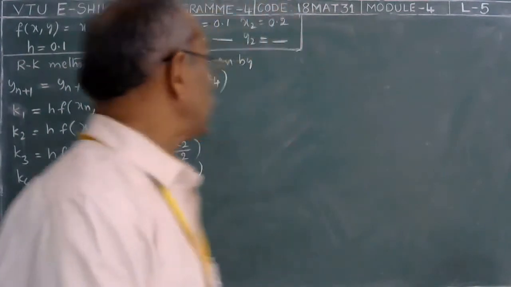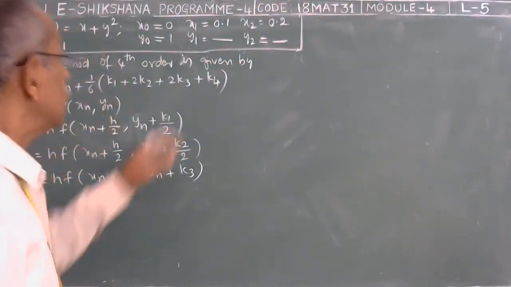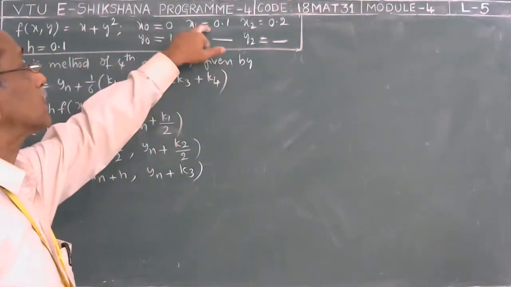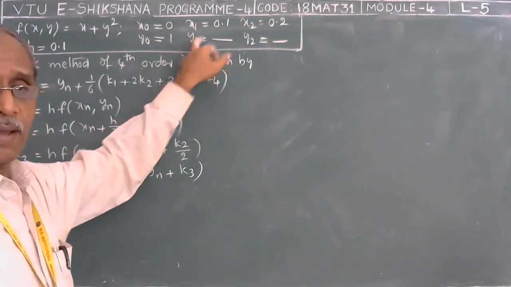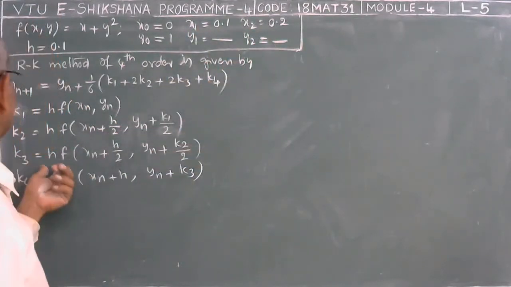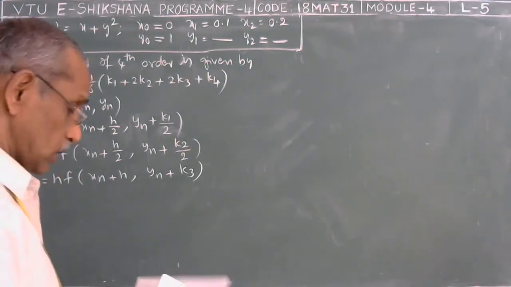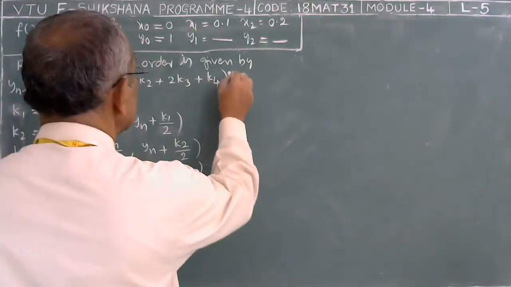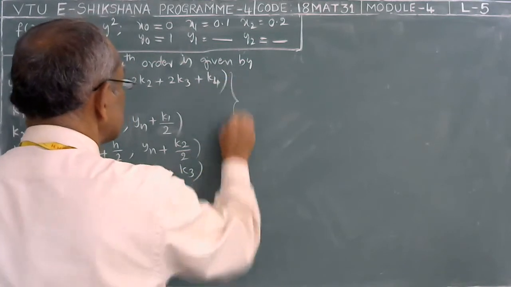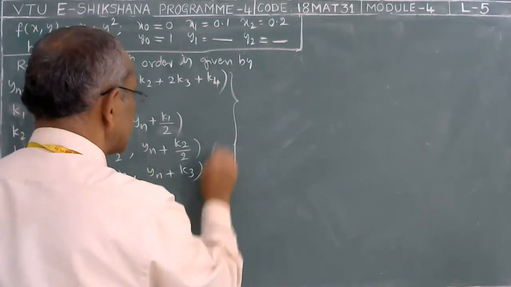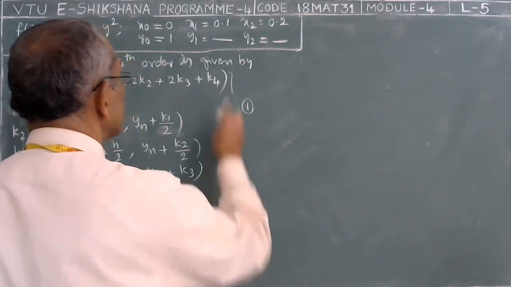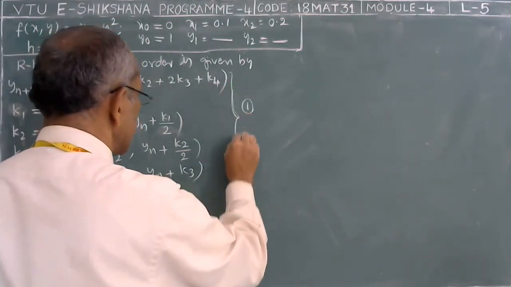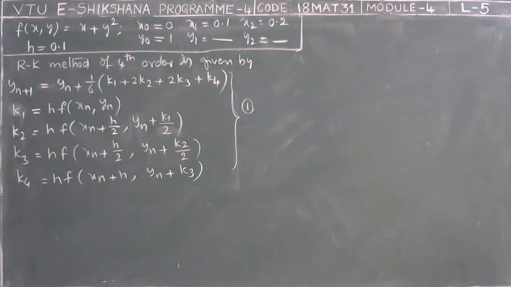So I need to calculate two values of y. First, the value of y at x equal to x1, and the value of y at x equal to x2, that is I have to calculate y1 and y2. I get y1 by fixing n is equal to 0 in this equation. Let me call this equation 1.